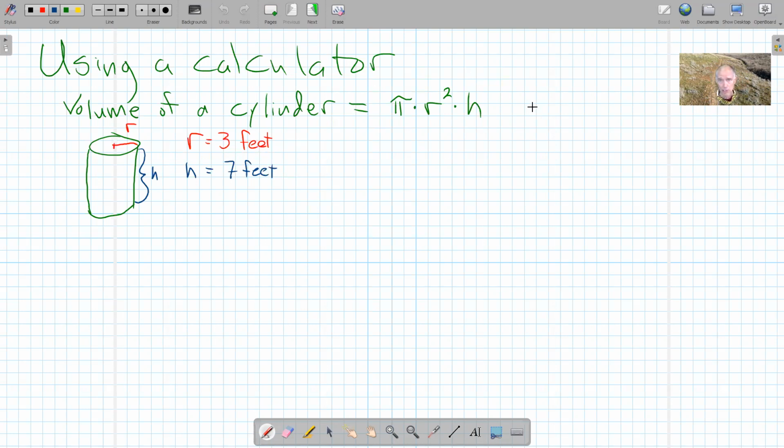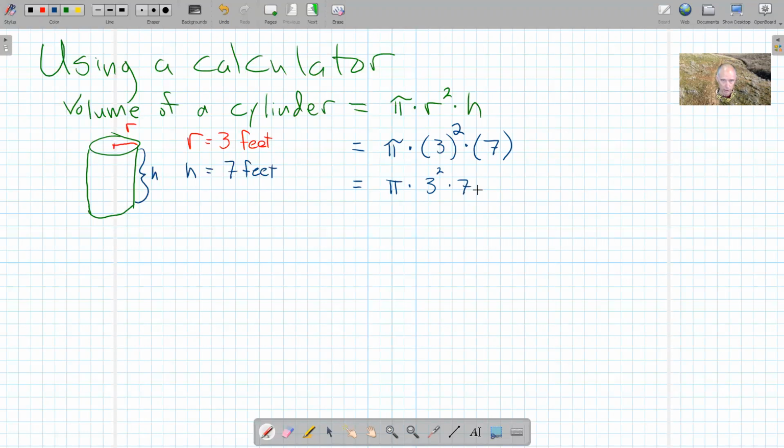Typically, before I type something into my calculator, I write it on paper to make sure I'm going to get it right. And so I want to take pi, and I'll use the calculator pi in a minute. Often when we substitute, we put the number in parentheses to be safe. So the radius of 3 gets squared and then multiply by the height of 7. And there's really not much going on inside the parentheses, so I would say they're optional here. So that should give the same results as pi times 3 squared times 7.